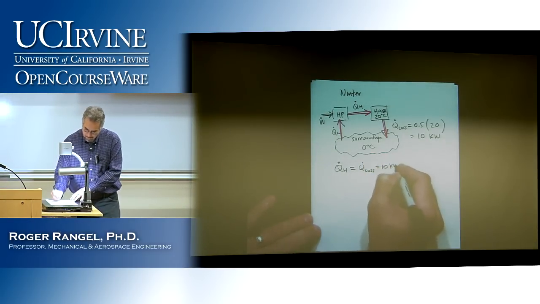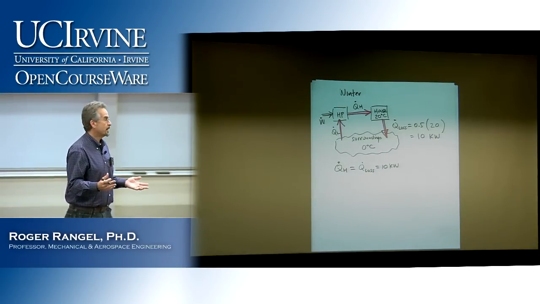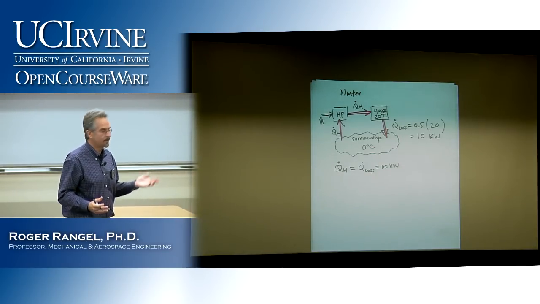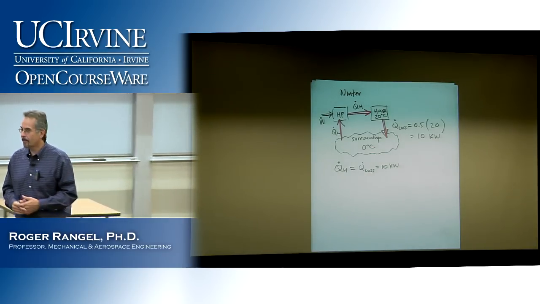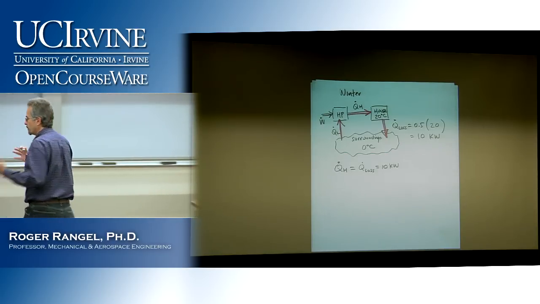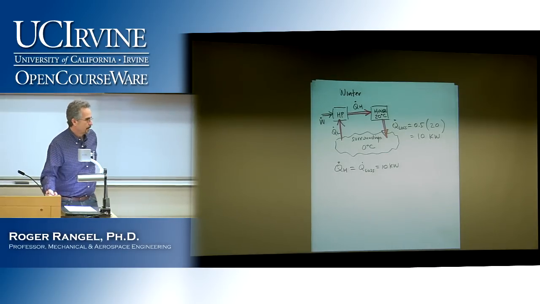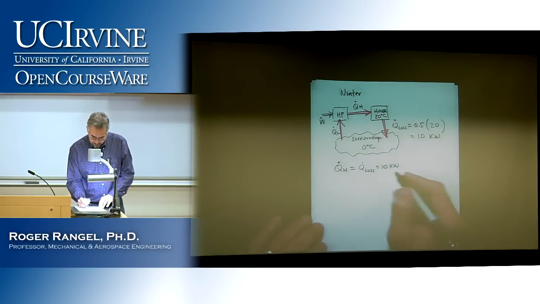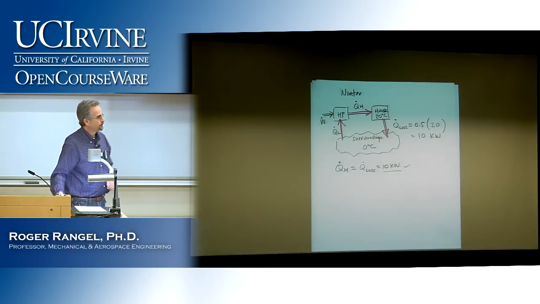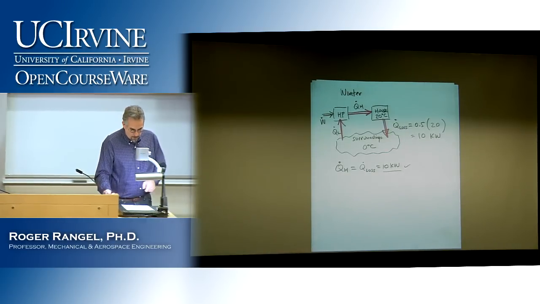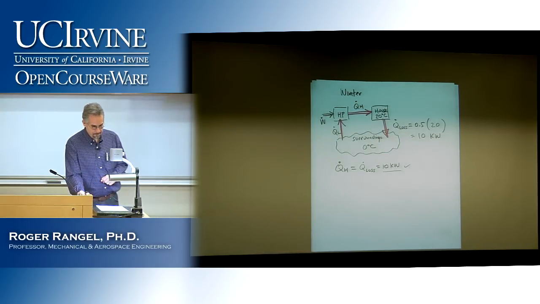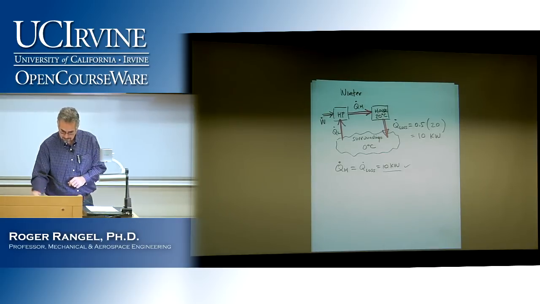Why is that? Because otherwise the house was going to get hot if it's more, and if it's less, it's going to get cold, right? So the house has to receive as much heat as it's losing, right? By a simple energy balance. So that's important that we get that straight. So now we know the Q sub H.